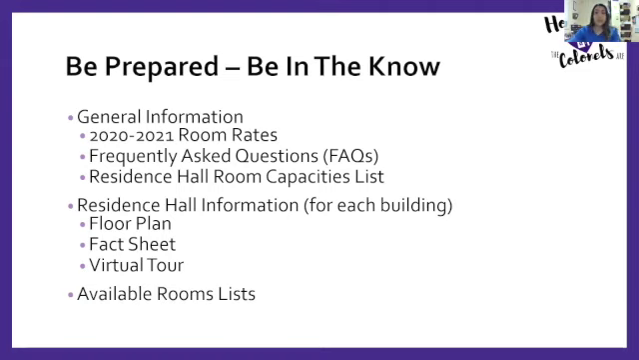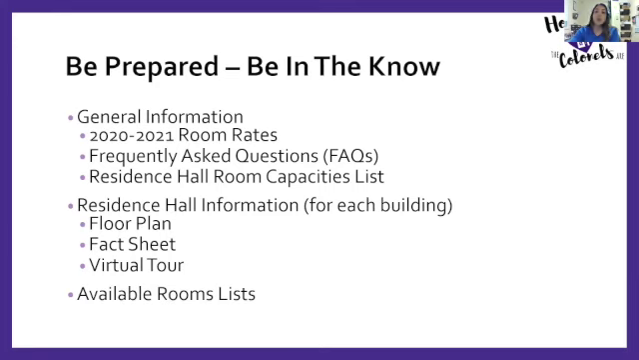You'll find a robust amount of information in here about the process, including information regarding class standing, what sort of spaces are available to you, and any other generic information or questions you may have about our process. Next is the residence hall room capacity list. This is essentially a breakdown of room types.